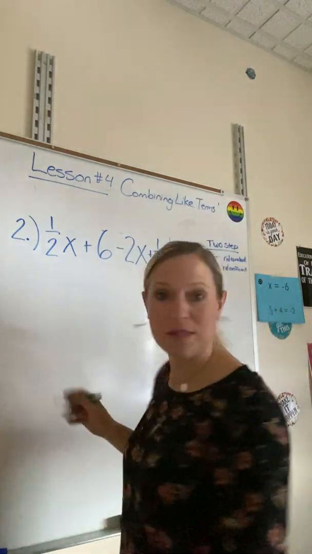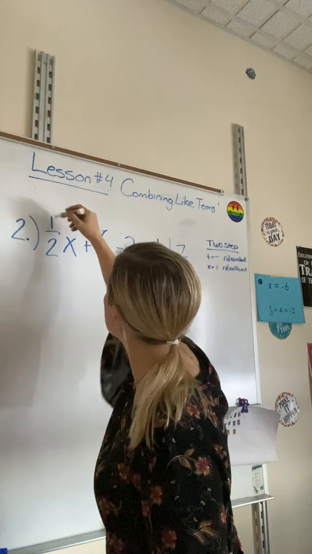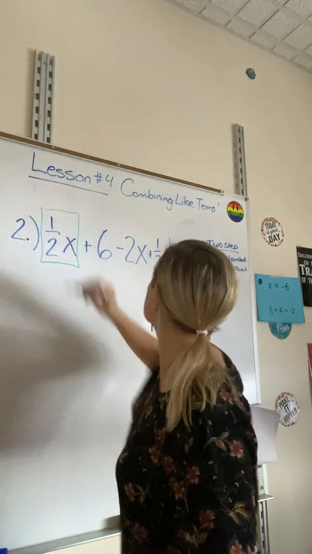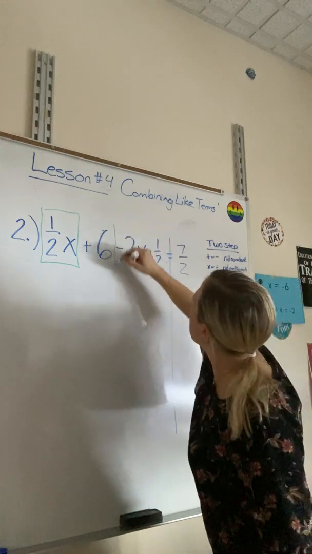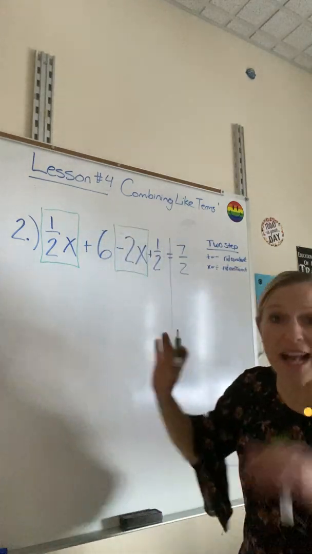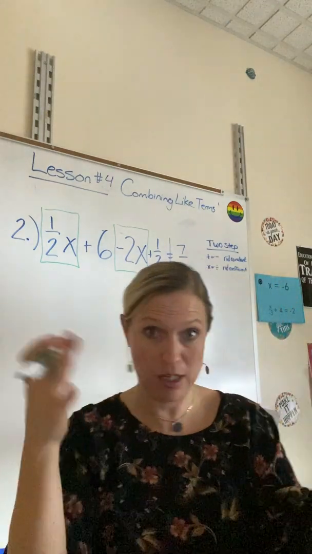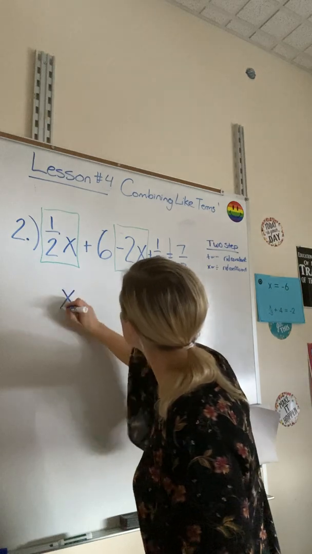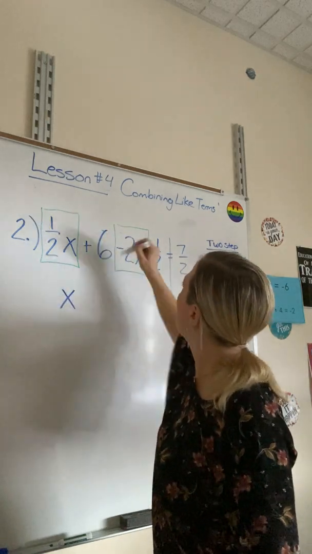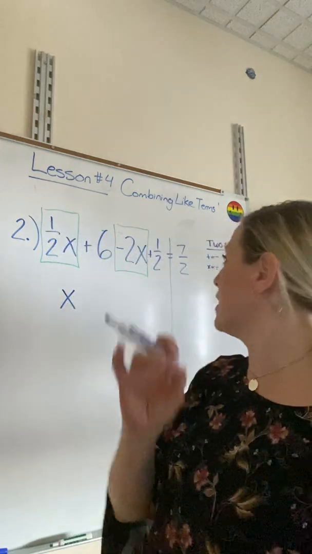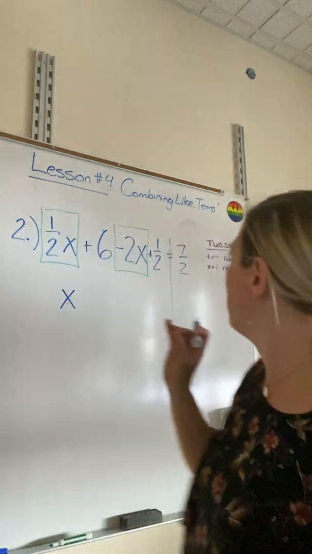Do the same thing we did before. Box the terms that have the variable in it. So you have, and don't worry about the fraction right now, 1/2 x, and then you have negative 2x. So you're gonna have something x when you combine them, right? What is 1/2 minus 2? So in your calculator, you're gonna do 1, ABC button, 2, minus 2.